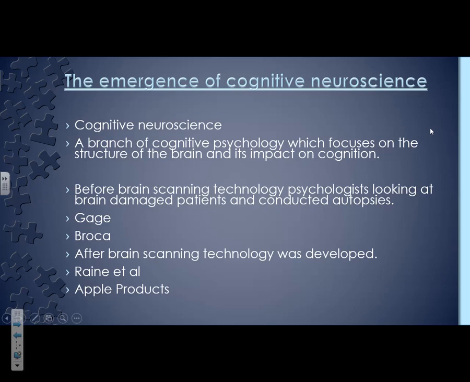They identified unusual behaviours and then linked it to brain damage. For example, Gage got an iron rod through his skull and his behaviour changed, and after he died they looked at where the damage occurred and they made links between the brain and that behaviour.